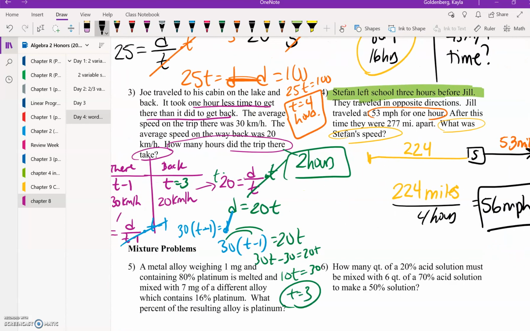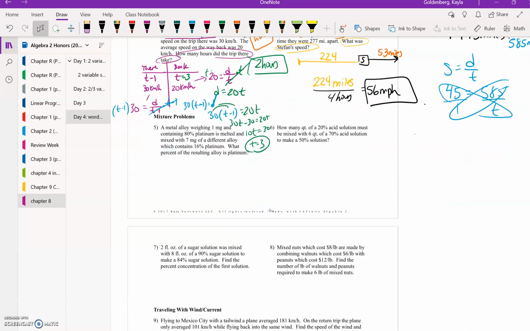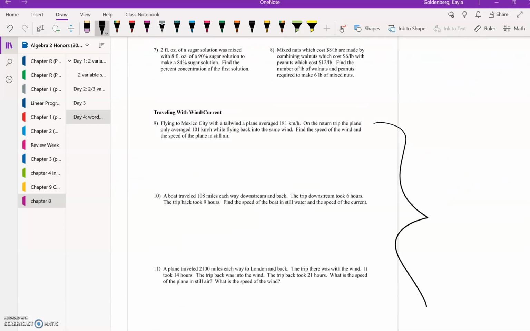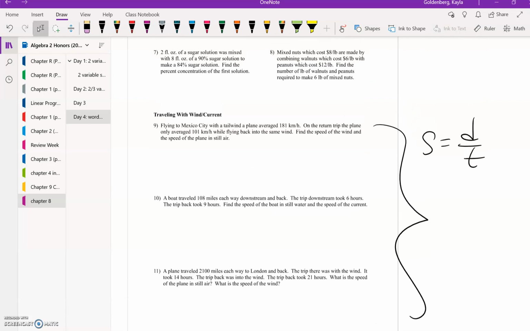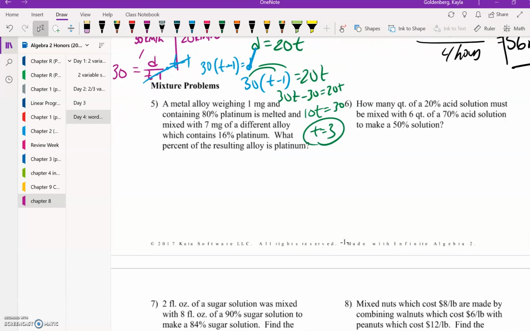Okay, so that's the last of our speed, distance, time problems. We've got some mixture problems. I would say like the wind, current, those are also good speed equals distance over time problems. So let's take a break and do a little bit of mixture, and then we'll come back to our speed, distance, time problems.